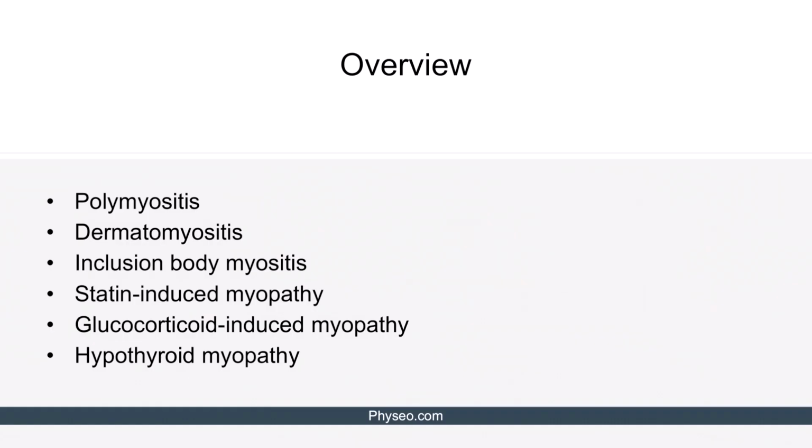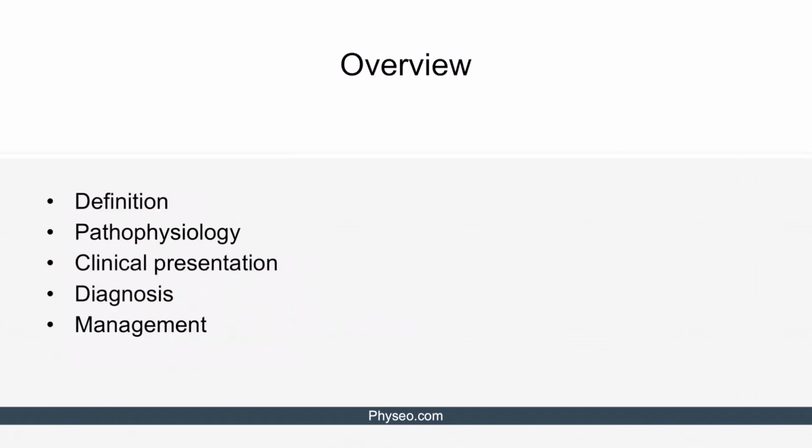Let's get started. In this lecture, we'll be discussing the idiopathic inflammatory myopathies, polymyositis and dermatomyositis, and inclusion body myositis. Then we'll discuss statins, glucocorticoids, and hypothyroid myopathies, all of which are high yield for the board exams. So let's start with polymyositis. For each of these topics, we're going to go through the definition all the way down through management.